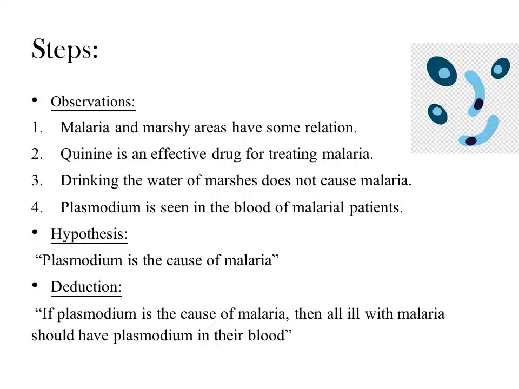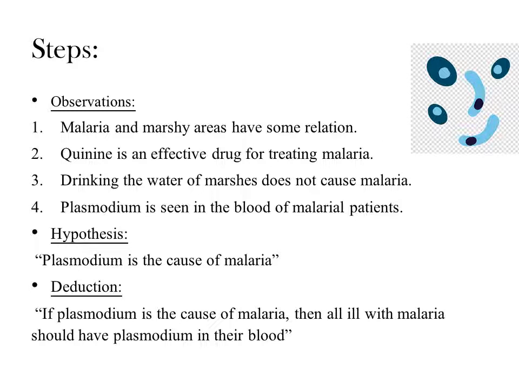After the discovery of Plasmodium, the cause of malaria was searched and 4 observations were made. 1. Malaria and marshy areas have some relation. 2. Quinine is an effective drug for treating malaria. 3. Drinking water of marshes does not cause malaria. 4. Plasmodium is seen in the blood of malarial patients. From these observations, biologists made a hypothesis, that is, Plasmodium is the cause of malaria.